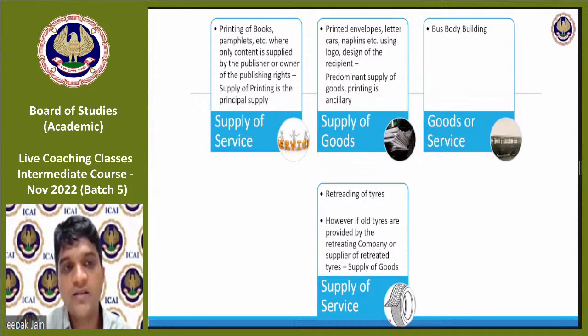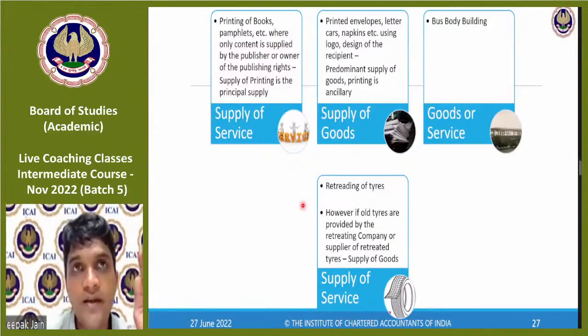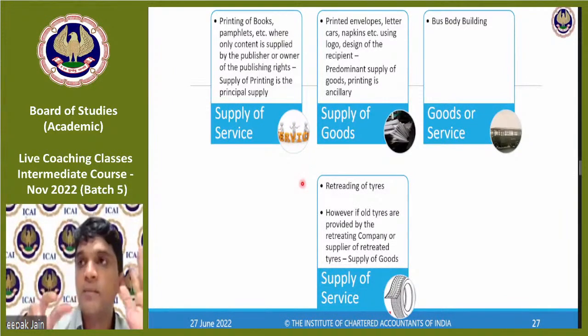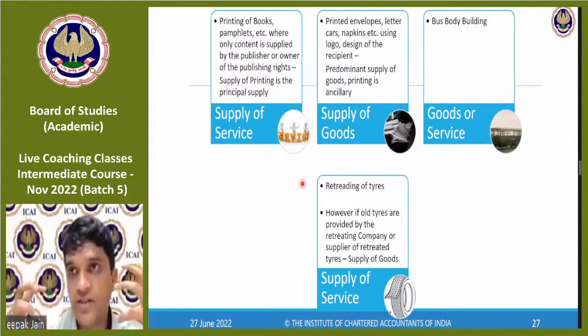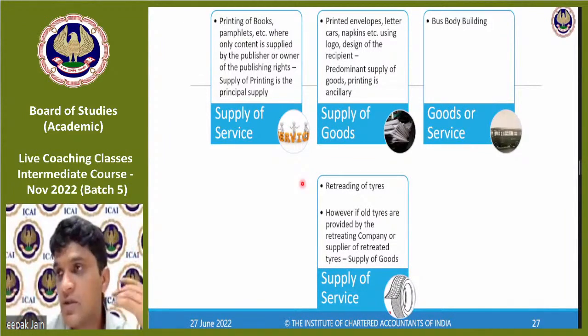Repeat the last slide, this one. So what is supply of service? What is supply of goods? Basically, in case of printing of books, the main publisher or the content writer will give the content to the printing agency. So is it supply of goods or services? It is supply of service. In case of envelopes, if I'm buying envelopes from somebody and I'm telling him to print on them, he's only printing it.